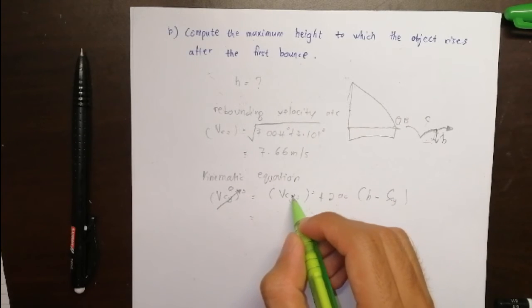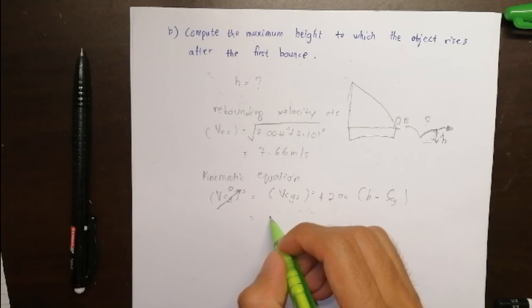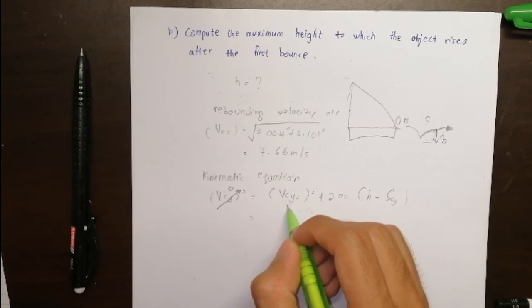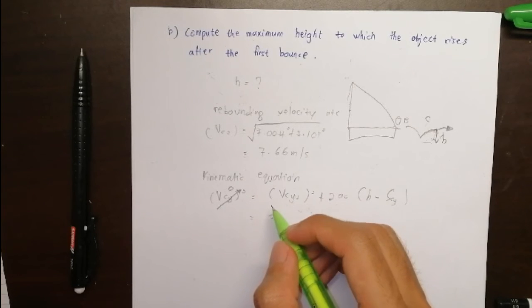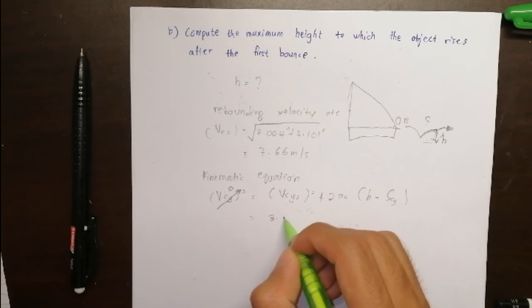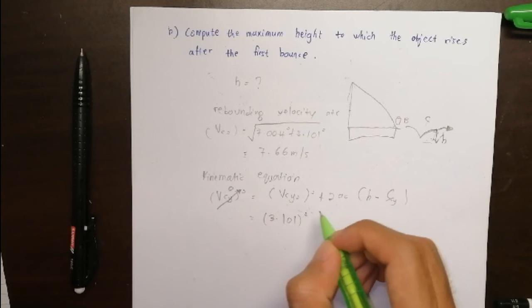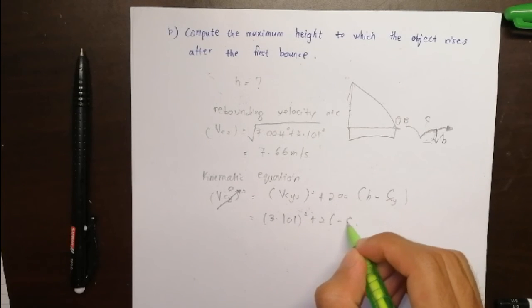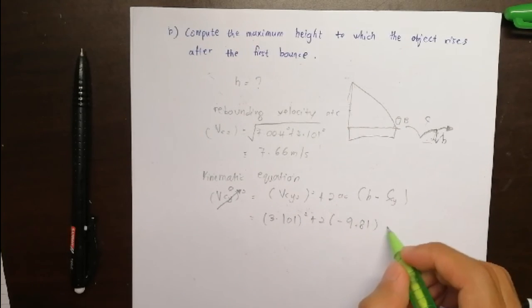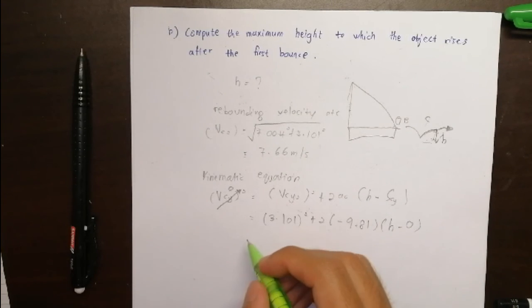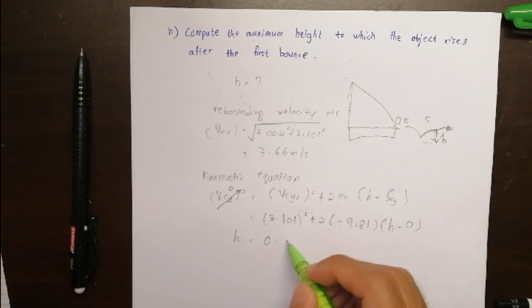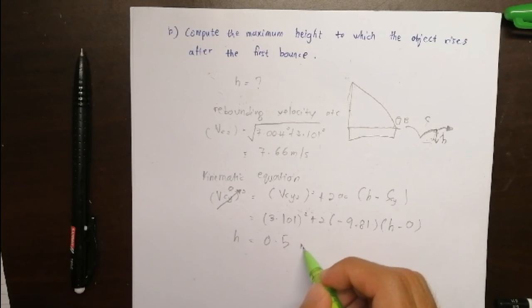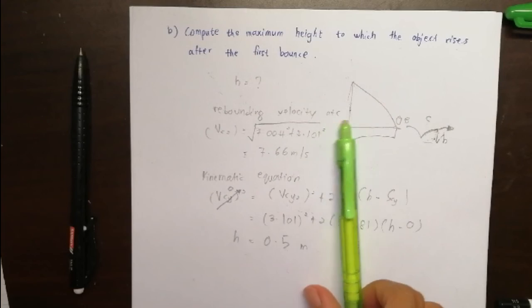So vCy2 is the answer we found from question 2a. So this is 3.101 squared plus 2 times negative 9.81 times h, minus 0. We solve this equation and we get h is equal to 0.5 m. That's all. Thank you.